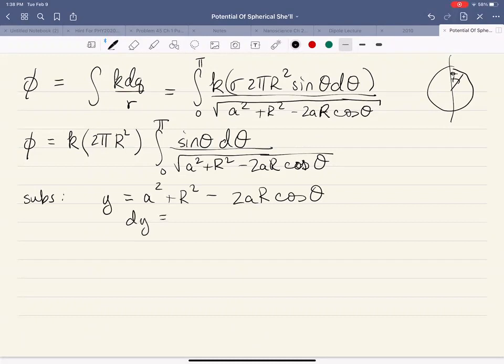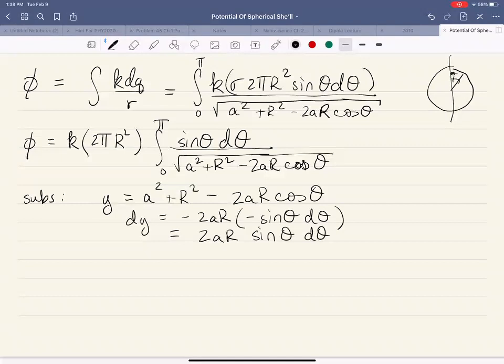is going to be the differential of that. Now, a and big R are constants, and so when I take the derivative of that, it just goes to 0. And we just end up with minus 2aR times the derivative of cosine of theta, which is minus sine of theta d theta. Right? So that means that dy is 2aR sine of theta d theta. There we go.